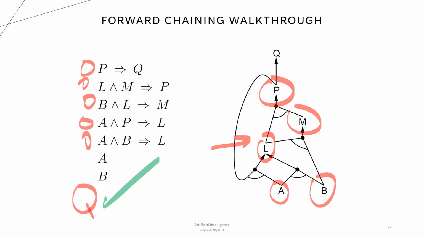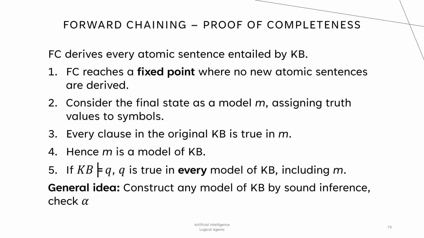So there's a whole proof of completeness on this. You can go through that. It's in the book. It's also in the slides. Basically it's just saying that we can entail every possible propositional symbol using forward chaining, but that's a whole thing.